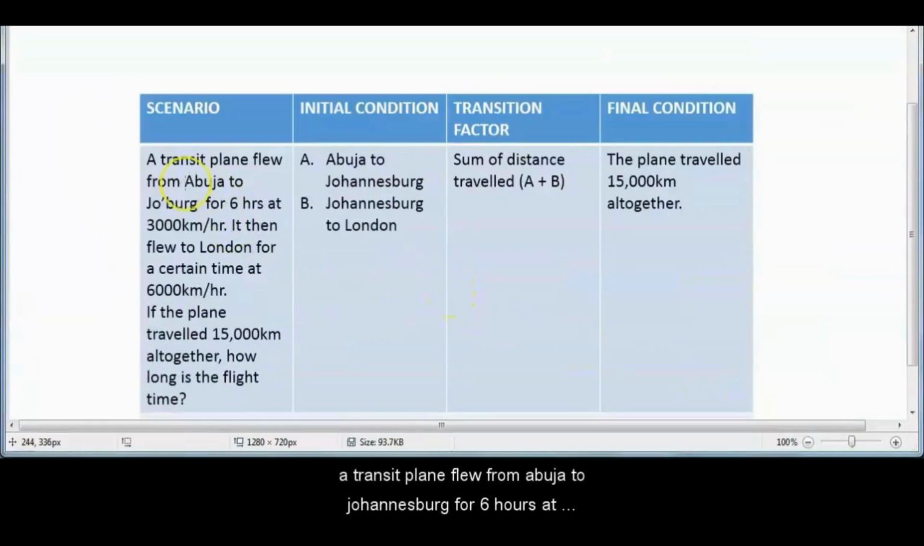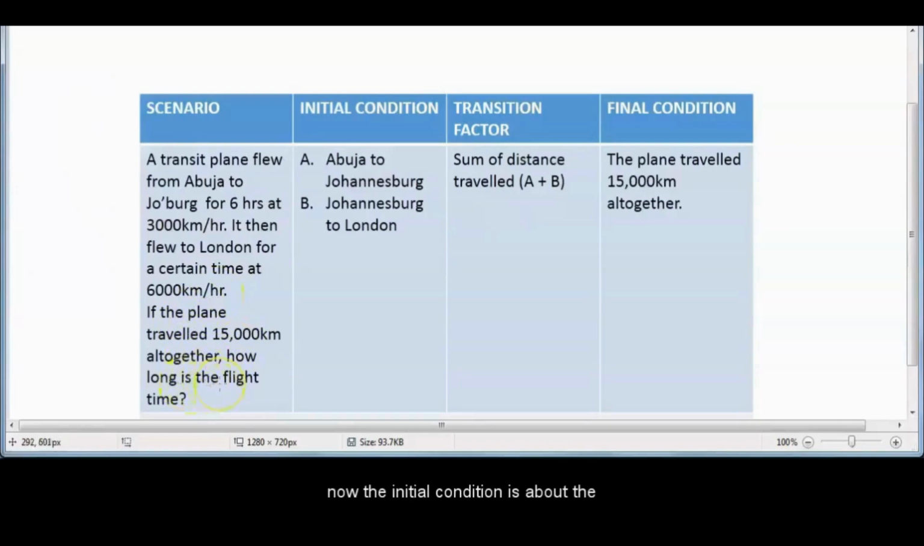A transit plane flew from Abuja to Johannesburg for 6 hours at 3,000 kilometers per hour. It then flew to London for a certain time at 6,000 kilometers per hour. If the plane traveled 15,000 kilometers altogether, how long is the flight time? Now, the initial condition is about the trip from Abuja to Johannesburg and then from Johannesburg to London.